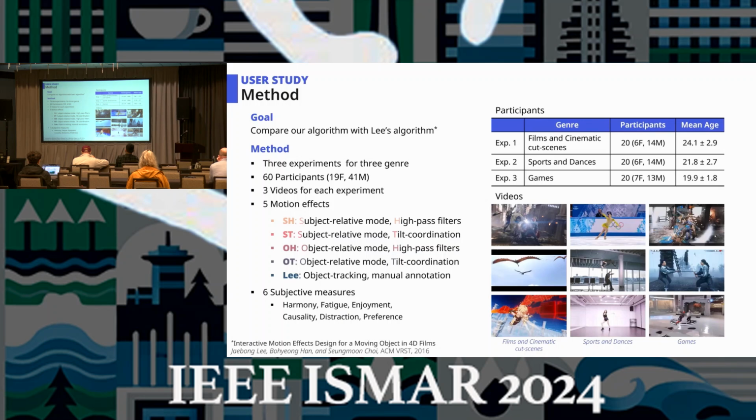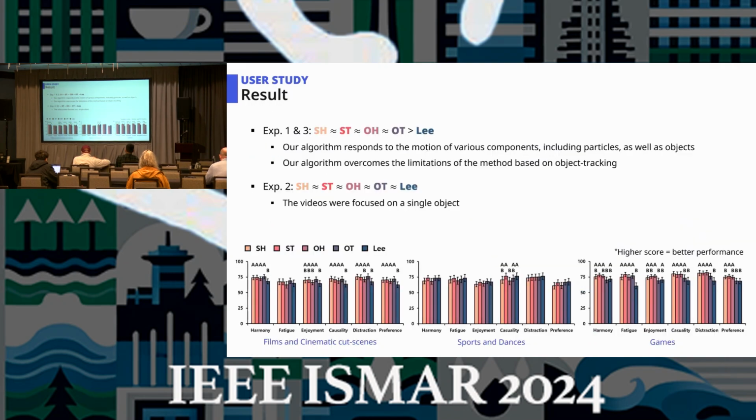The 3 genres were movies or cinematic cutscenes, sports and dance, and games. For each genre, we created 5 motion effects for 3 videos. The 5 motion effects were generated by 4 options of our algorithms and 1 by Lee's algorithm. For this method, we carefully obtained object position by annotating one main object and tracking it. When object tracking failed or the bounding box of the object was not captured accurately, we manually corrected it. The results were as follows.